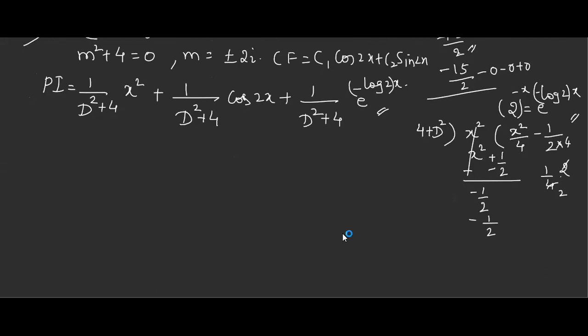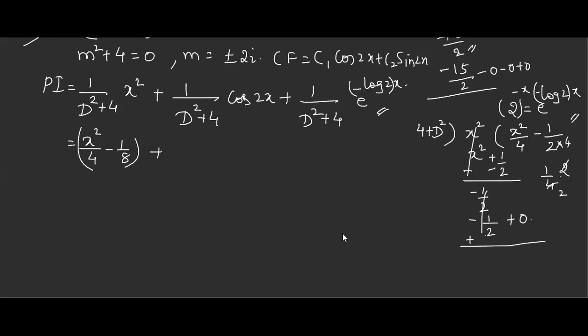Now the second order derivative of a constant. First order is only 0, so obviously second order is also 0. So this is my answer for the first term: x square by 4 minus 1 by 8. Let me write. Okay, this step you have to show. Don't write directly. Show this division by the side. Next, this belongs to which case?